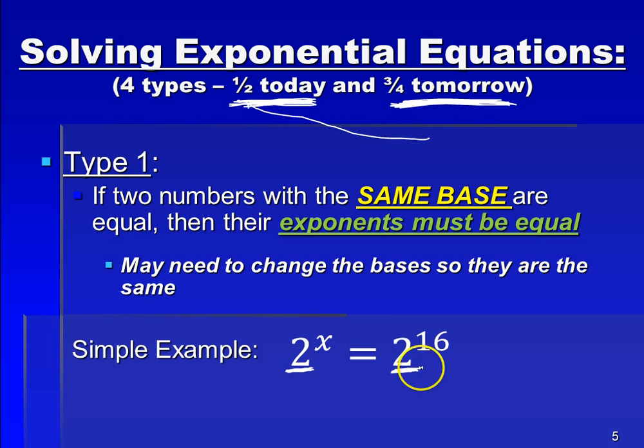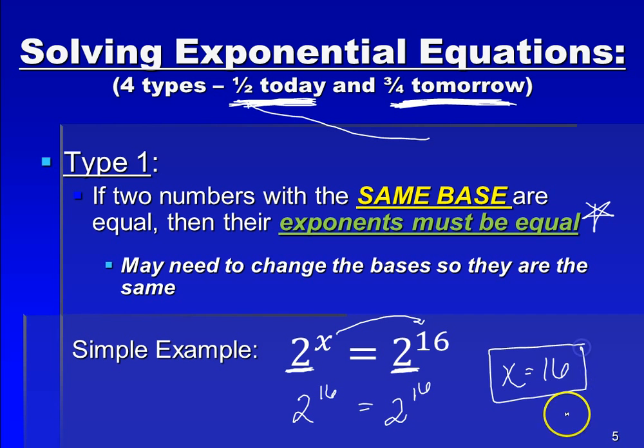It says if the bases are the same, then, here's the key, the exponents have to be equal. Why does that make sense? 2 to what power equals 2 to the 16th? Well, that has to be 2 to the 16th equals 2 to the 16th. So what's your answer? x equals 16. But the key, again, is these bases have to be the same for you to be able to make that connection. Let's look at a couple examples that are a little bit more difficult than this one.